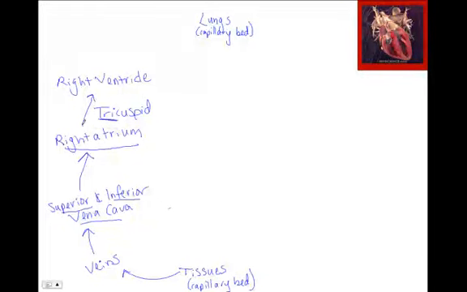I'm going to try to draw the valves on the side here. So there's the tricuspid valve. Then the right ventricle is going to contract, and it will pump blood into the pulmonary trunk. And there is another valve here to prevent backflow as the right ventricle contracts and pushes that blood through this valve. It will prevent the backflow of blood from the pulmonary trunk back into the ventricle.